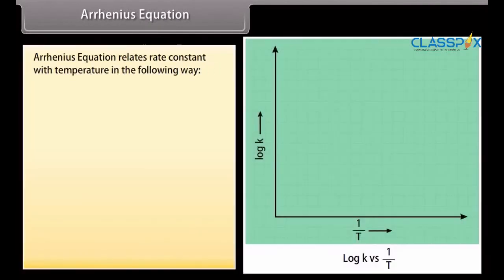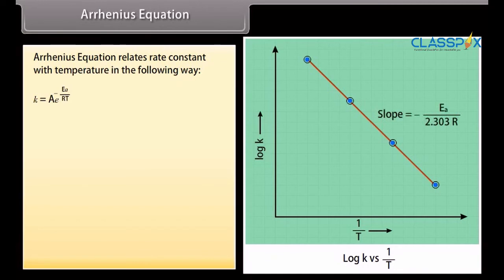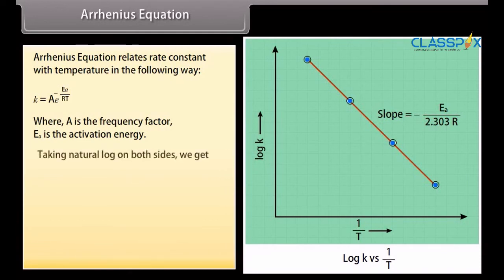Arrhenius equation. The Arrhenius equation relates rate constant with temperature as K = A e^(-Ea/RT), where A is the frequency factor and Ea is the activation energy. Taking natural log on both sides, we get ln K = ln A - Ea/RT.